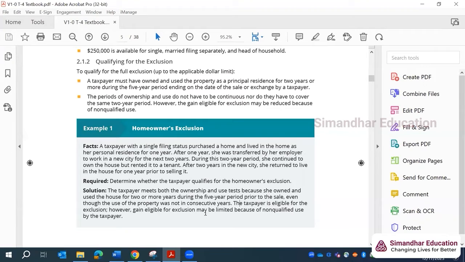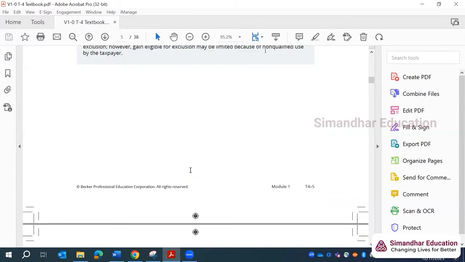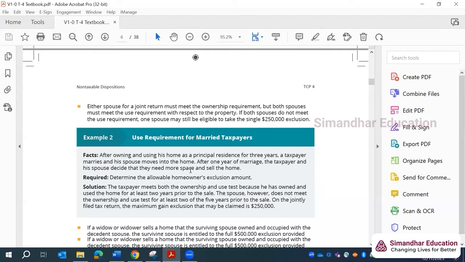However, the eligible exclusion amount may be limited because there is non-qualified use of property. Now, what is non-qualified use of property? I will explain in a bit. All right. Now, the second thing that we have to remember, as I mentioned, is that when you are filing as married filing jointly, your exclusion amount is double. That means instead of the gain that you can exclude up to $250,000, now you can exclude up to $500,000.